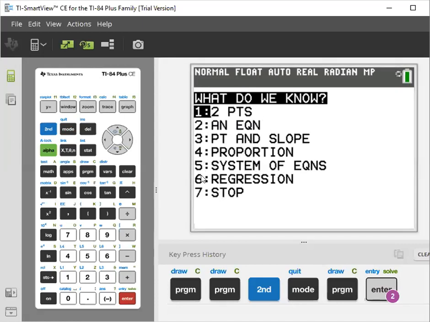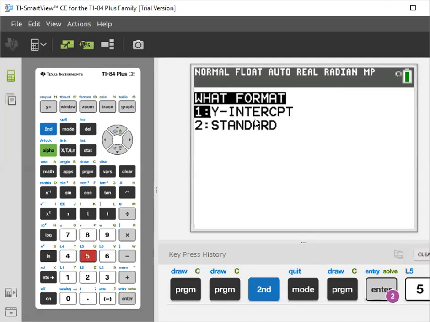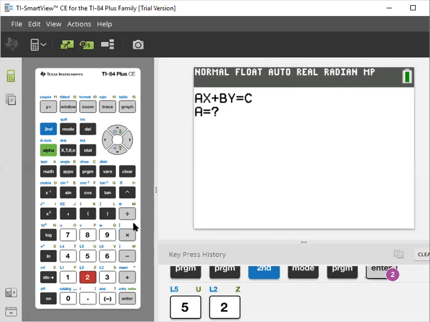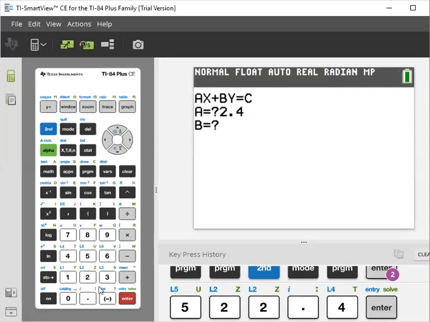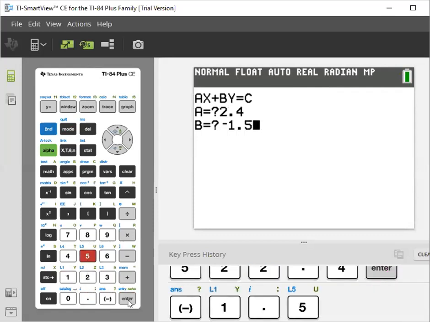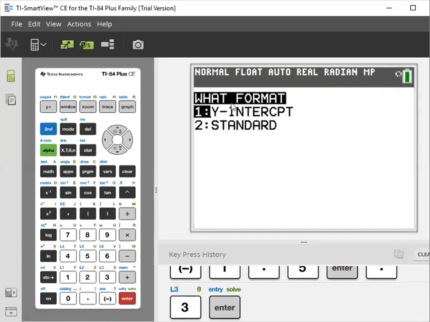So in the question that we have, we are given a system of equations, so we're going to choose option 5. First thing you're going to see is it's going to ask, what's the format of the linear equations? These were in standard form, so I'm going to choose 2. The coefficient for x is 2.4. Coefficient for y is negative 1.5. The constant is 0.3.